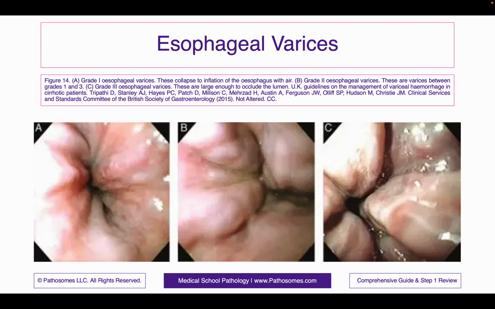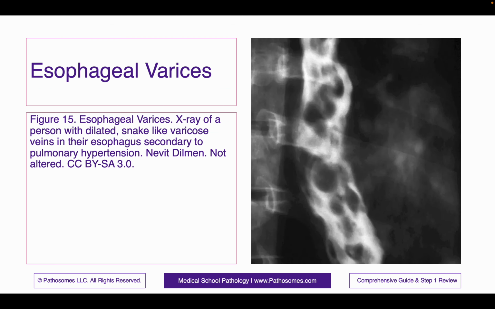And here we have more endoscopy of esophageal varices, okay? You can even see them on x-ray. Note the snake-like varicose veins in the esophagus, secondary to portal hypertension.